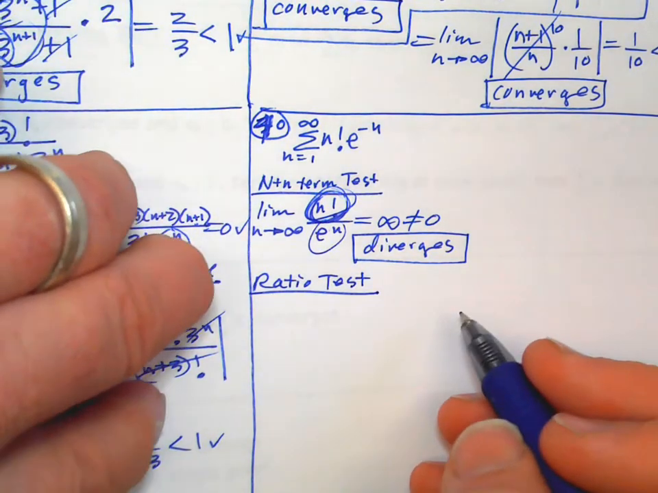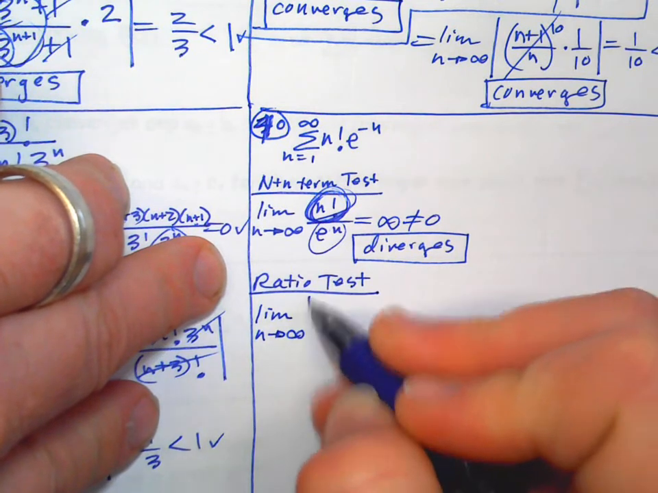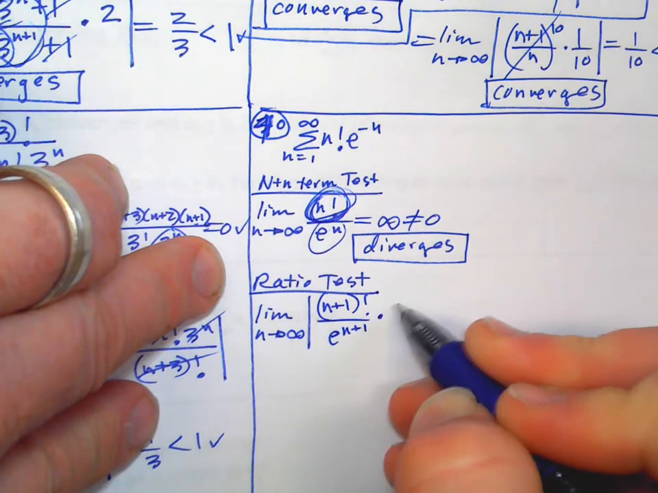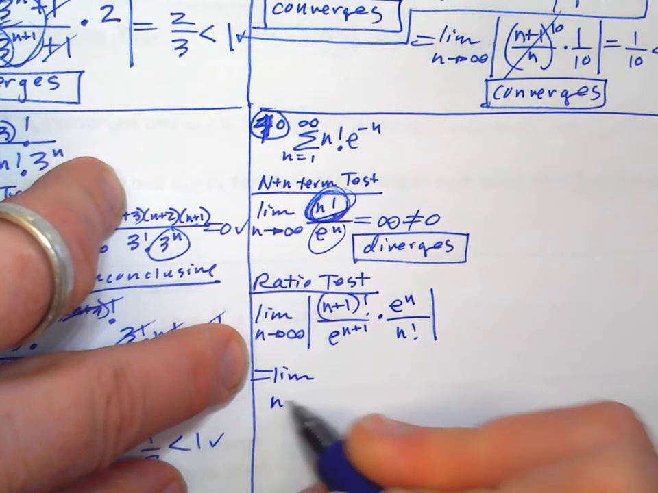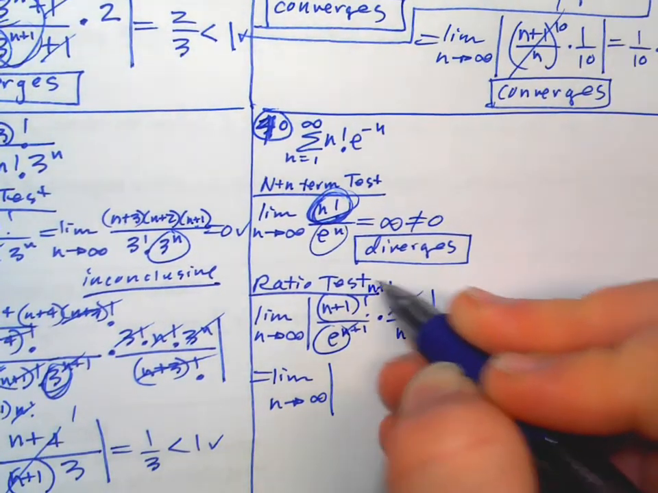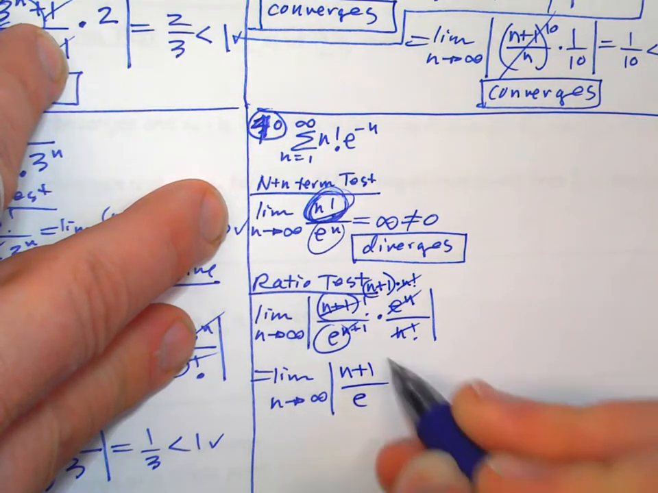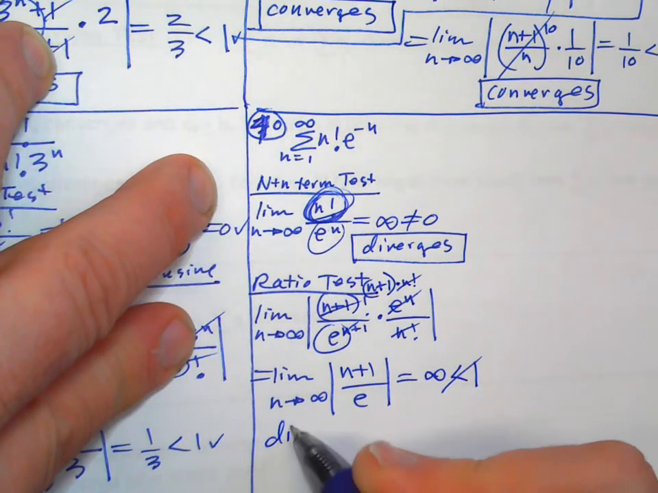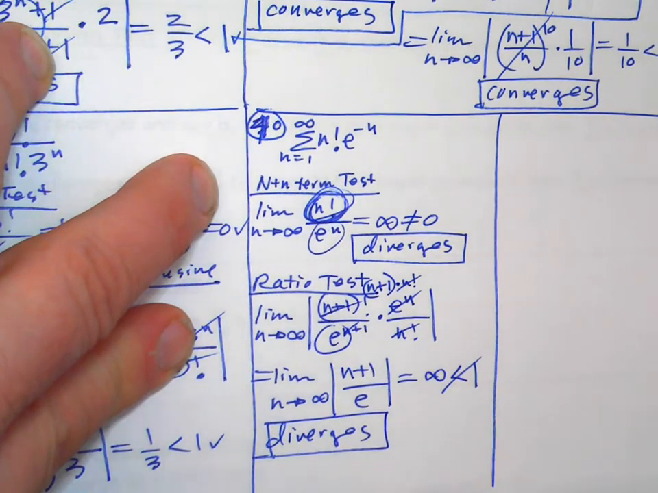Hopefully not inconclusive. So (n plus 1) factorial over e to the n plus 1 times e to the n over n factorial. Rules of exponents, factorials, get n plus 1 over e, which if you take the limit as it goes to infinity, is not less than 1, which diverges by the ratio test. So both of them agreed.